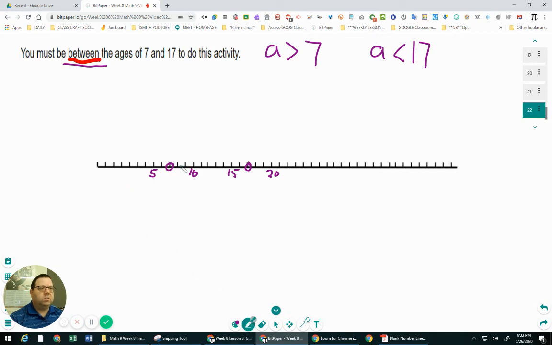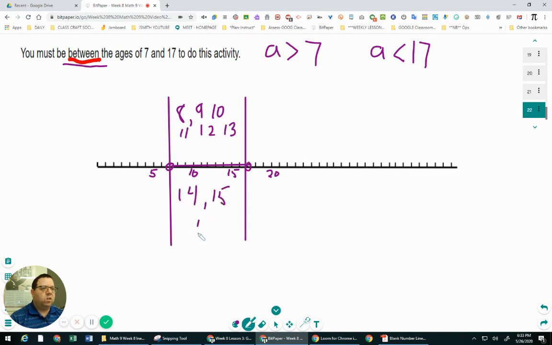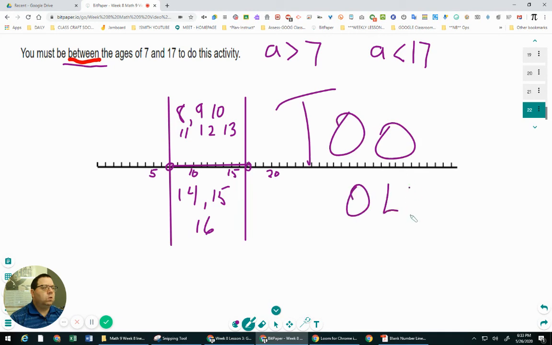Okay, let's straight line this. All right, so there's the boundary point. Again, I'm not going to get too fussy about it. And there's my boundary point there. All right, so if you're 8 years old, if you're 9, 10, 11, 12, 13, 14, 15, and 16, you're good to go. All right? But no, this is too old, and this is too young.